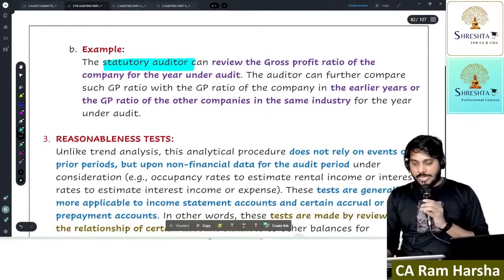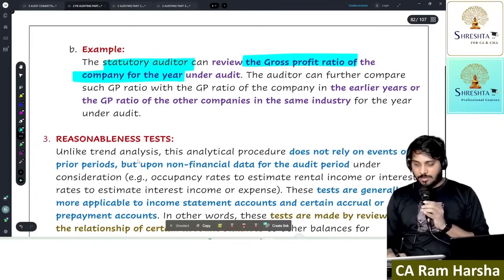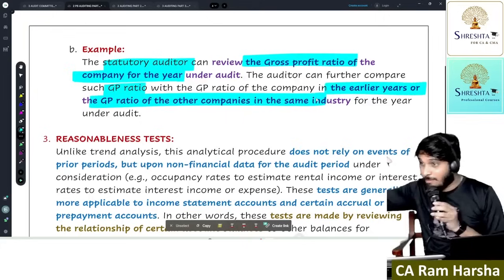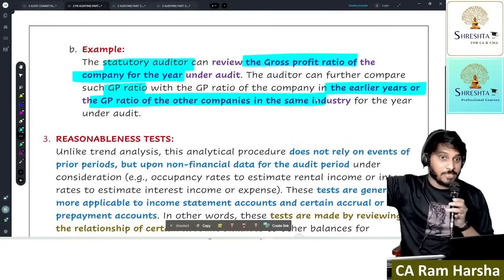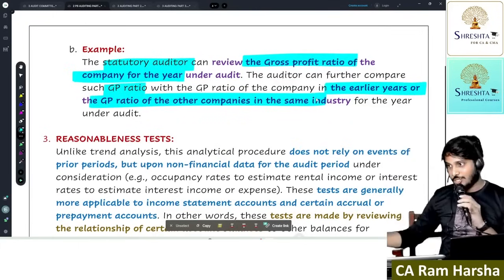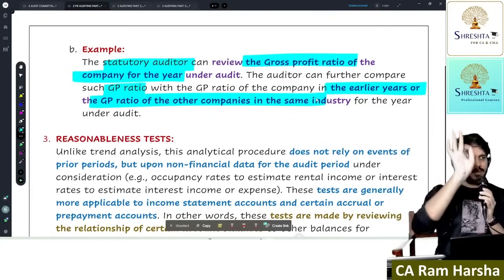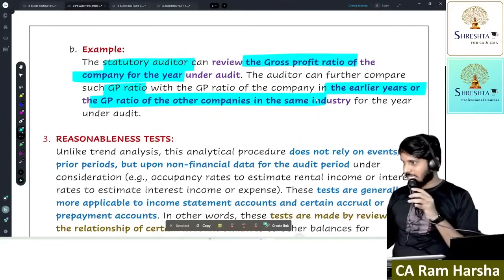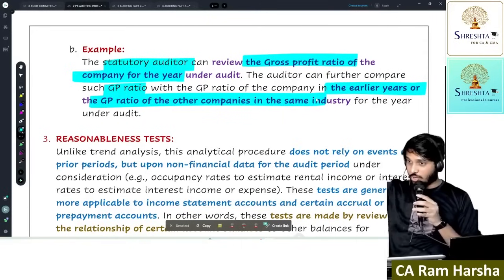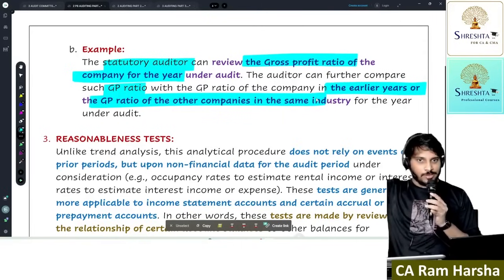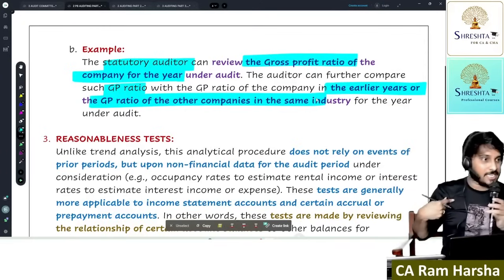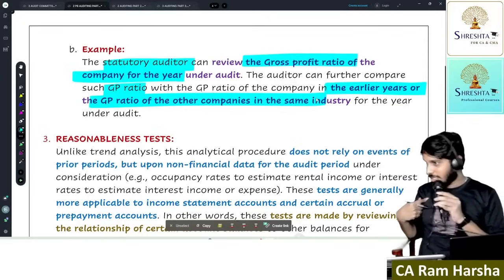For example, the auditor can review the GP ratio for the current year. The auditor can compare the GP ratio with the earlier years or the GP ratio with another company: why is this company performing low, where the company is lacking exactly, maybe there might be some frauds in that area. Understood? Simple, you want to identify something unusual, where this company is not going right. I just want to figure out where it is going wrong and why it is going wrong. If it is because of some fraud or error, material misstatement, that is a concern for me. Are you getting the point?